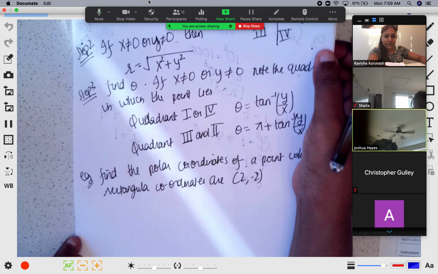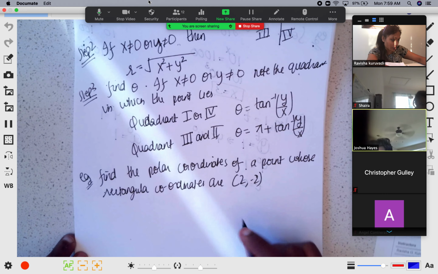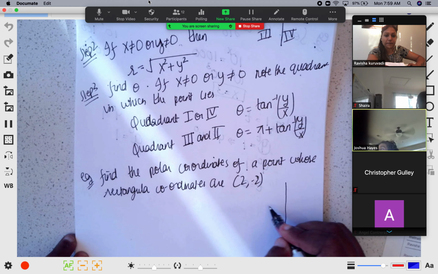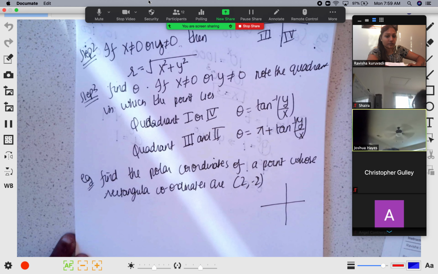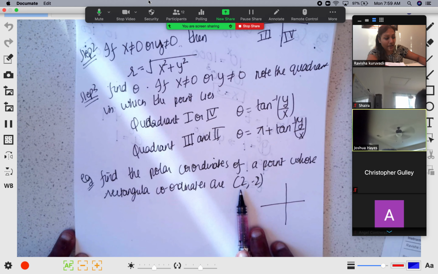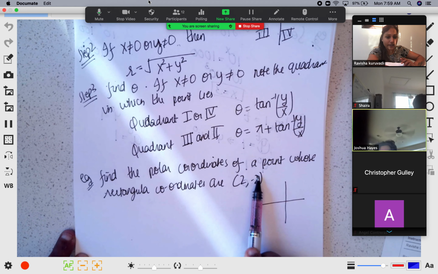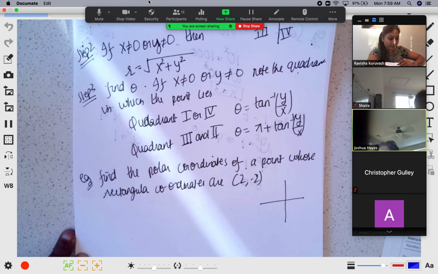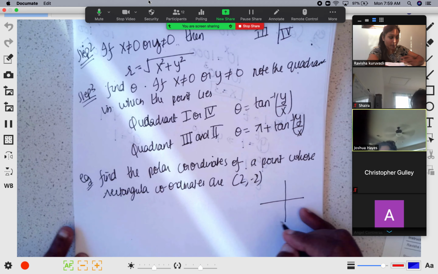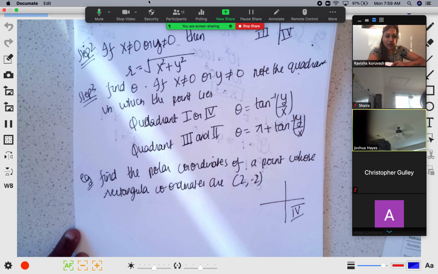Okay, 2, -2. Which quadrant does this point lie in? My x is positive, y is negative. Which quadrant? X positive, y negative. Wouldn't that be the fourth quadrant? Yeah, so fourth quadrant. That was your step 1, to figure out which quadrant we are talking about.